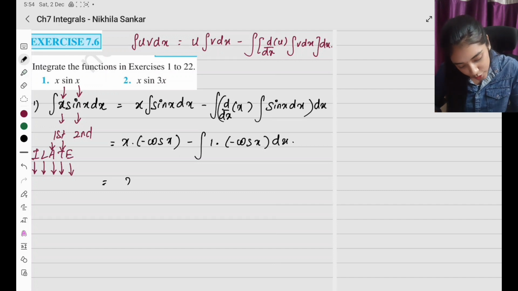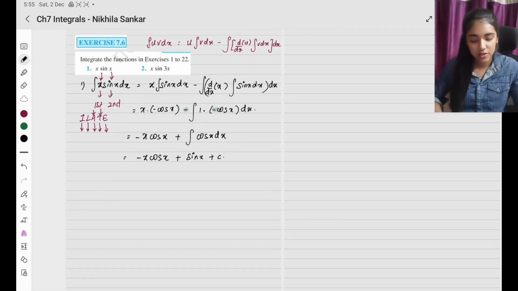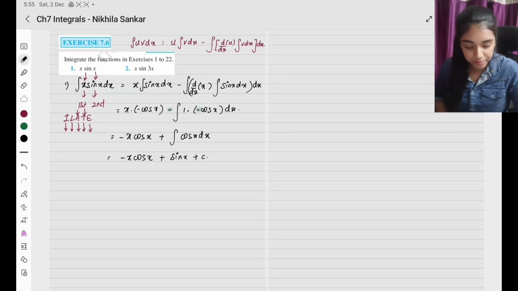Okay. This is going to be minus x cos x, with the minus and minus making a plus. So I can write plus integral of cos x dx, which gives minus x cos x plus sin x plus c. Okay. So this is my answer for the first subsection.